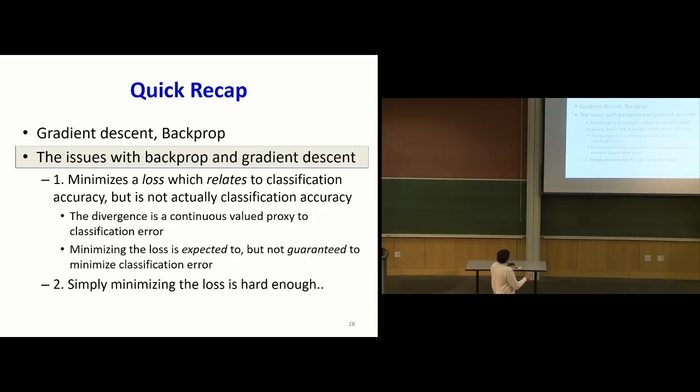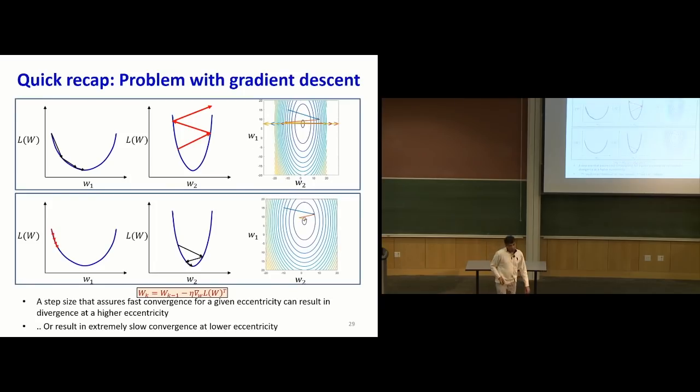And minimizing this proxy is not guaranteed to minimize classification error. We saw that. Minimizing the loss is expected to, but not guaranteed to minimize classification error. Secondly, even minimizing the loss is hard enough. And we spent a lot of time on why minimizing the loss is hard.